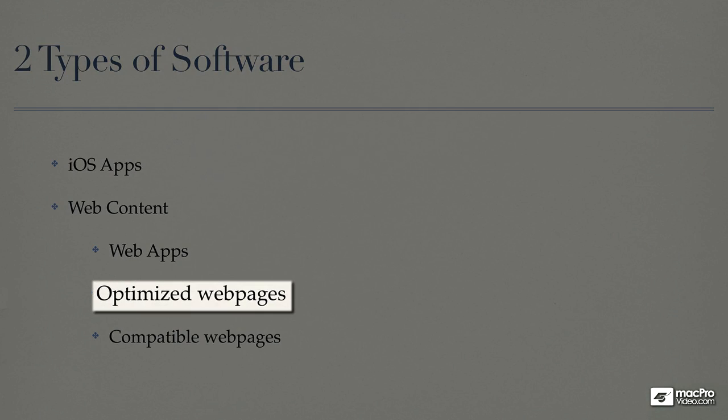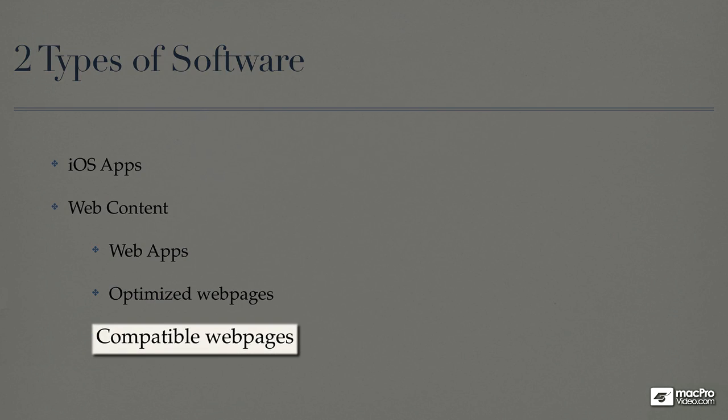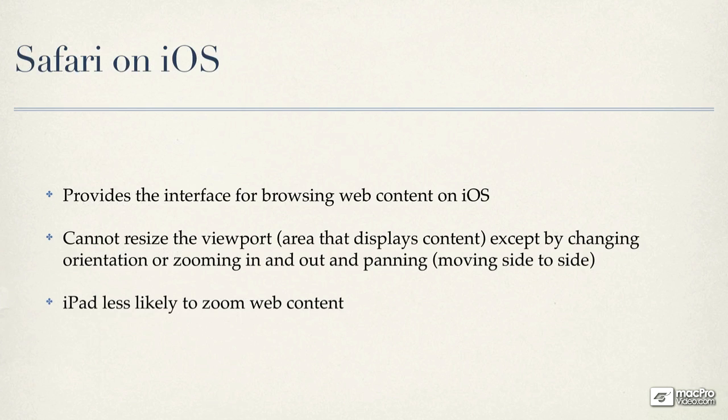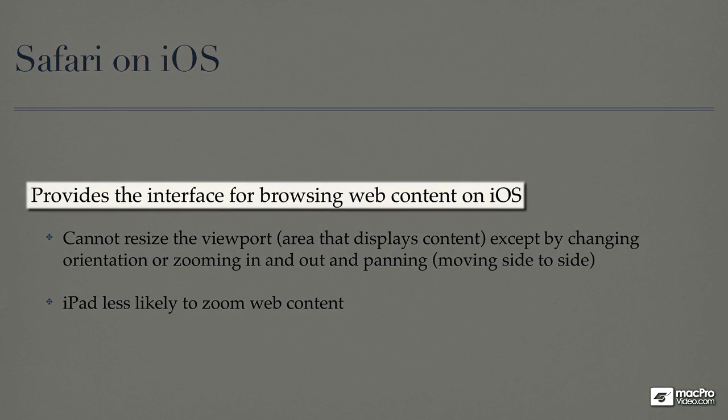You also have optimized web pages, which resize to the correct size for a mobile device and look good and run fairly good. You've also got compatible web pages that use technologies that will run on an iPhone or iPad. They can look like the full-size version though, but they still run properly. The browser that you use on an iPhone or iPad is Safari, of course. It provides the interface for browsing the content.